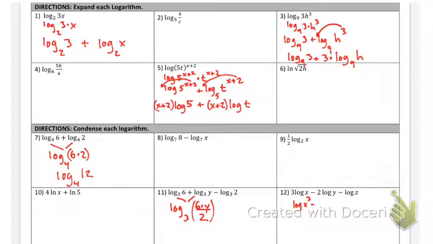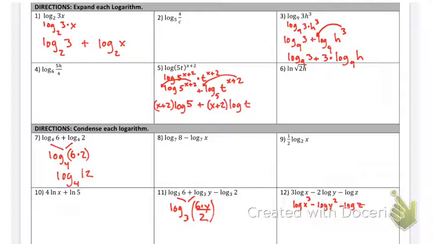Then we got minus. Now this guy here is 2 times log, so the 2 goes to the y. So it's going to be minus log base 10 y to the second. And then there's nothing over here, so it's just going to be minus log z.